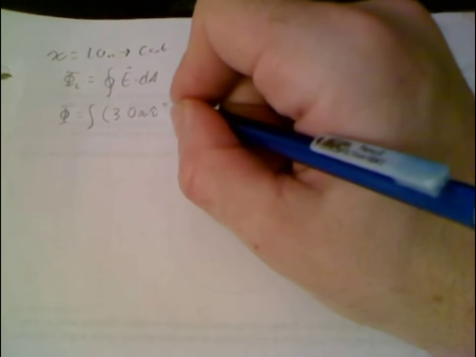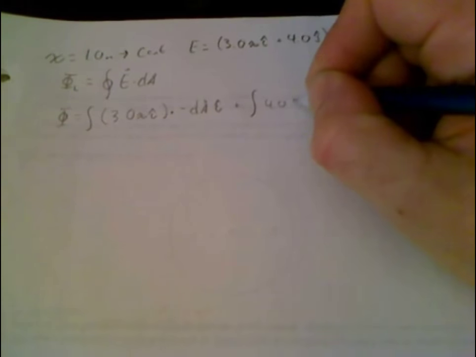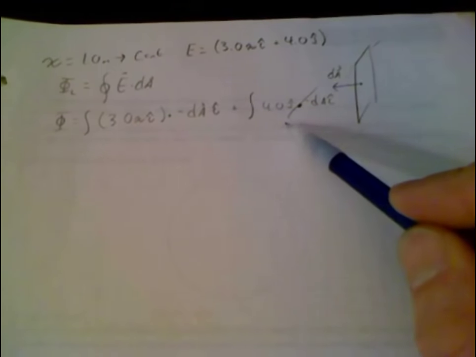This is going to be 3.0x in the i hat dot my dA, which is actually going to be a negative dA in the i hat direction. And we're going to add that to the integral of 4.0 j hat dot negative dA in the i hat direction. And I already know when I dot i and j, that is going to be 0. So I squeeze that in on that side of the paper. That's all right because we know it cancels out to be 0.